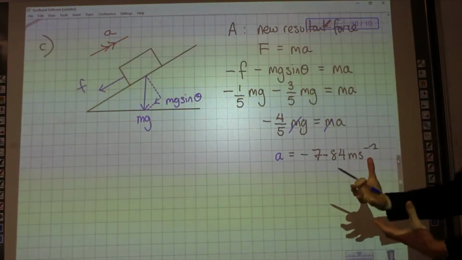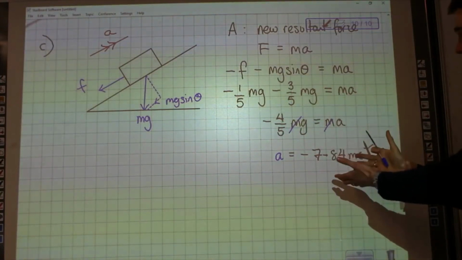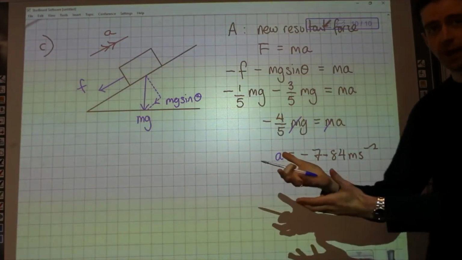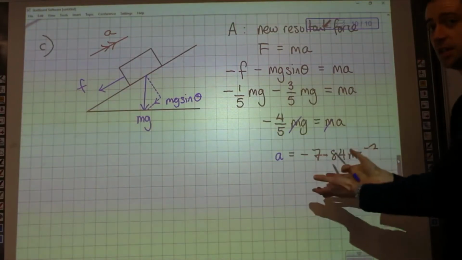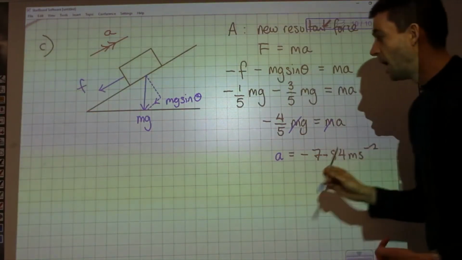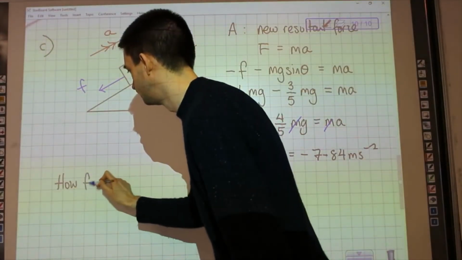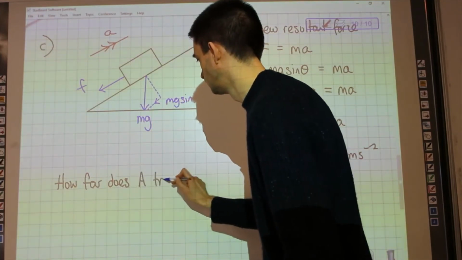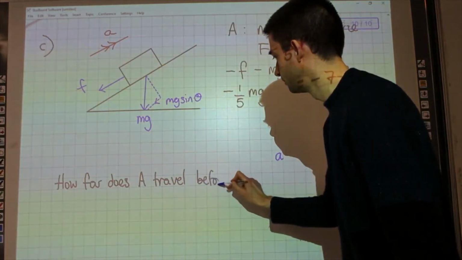So once B hits the ground, A will now decelerate. We should be happy with that answer coming out negative, because we think, okay, well, what's going to happen if there's no more force pulling it up? Well, it's slowing down. So it must have a negative acceleration, it's decelerating. And what we now want to ask is, how far does A travel before it comes to rest?